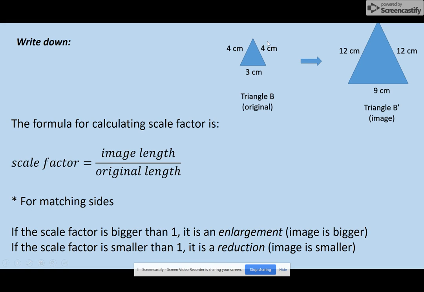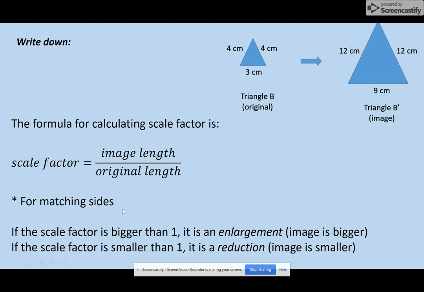Our original is 4, so 12 divided by 4 would give us 3, which was the scale factor we came to before. Or if we use this pair of sides, then 9 divided by 3 also gives us 3. So as long as we use matching sides, this formula will give us the scale factor.